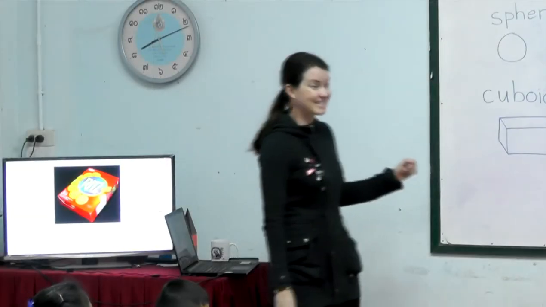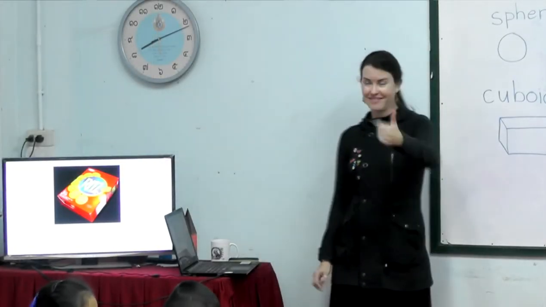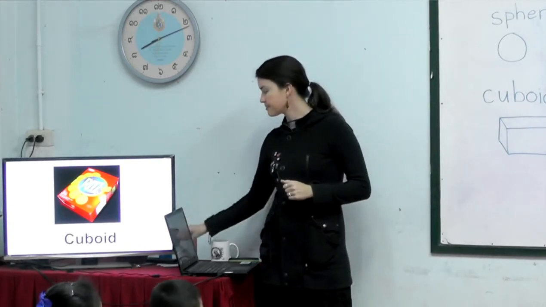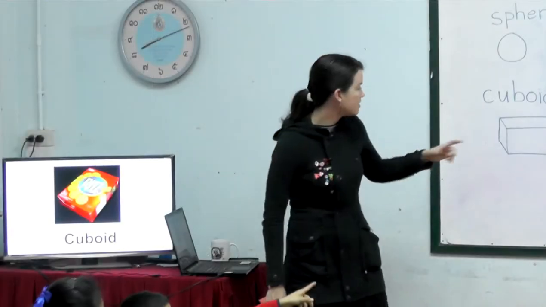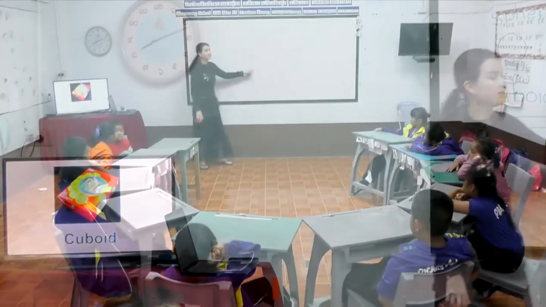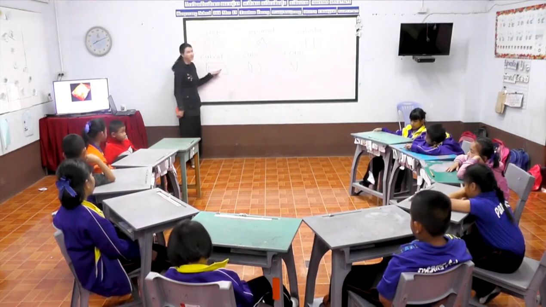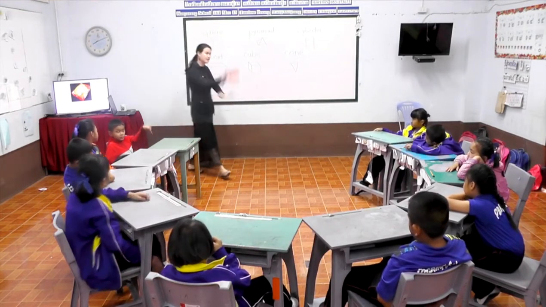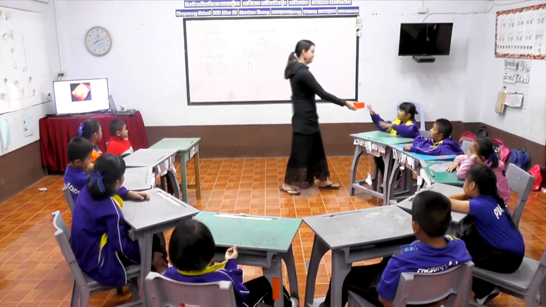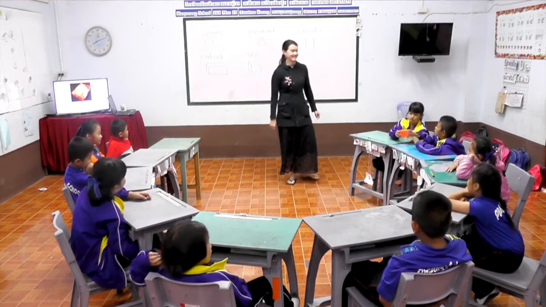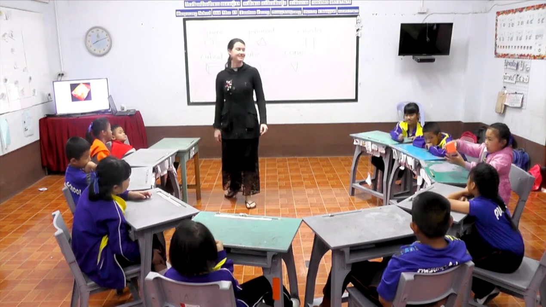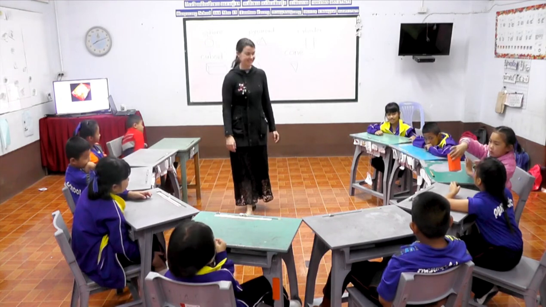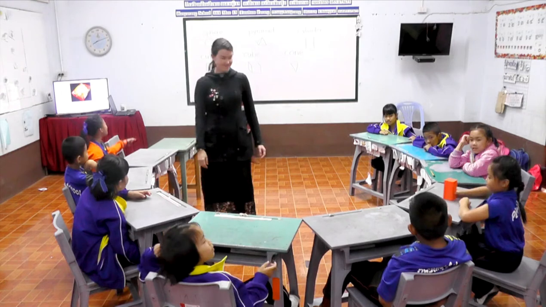Cuboid. Good. Very nice job, friends. A cuboid is like a long box. Our cube is like a square box. Our cuboid is like a long rectangle box. Cuboid, good.